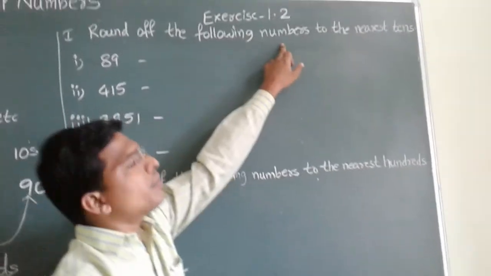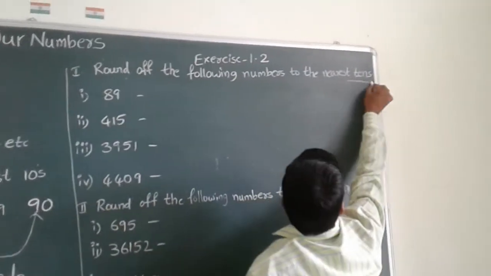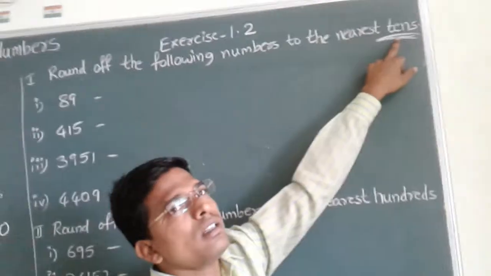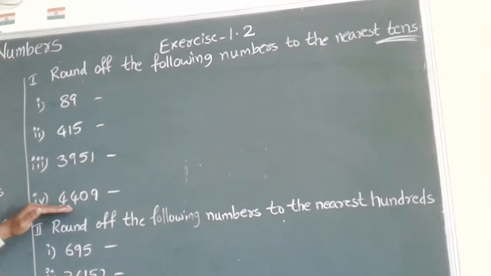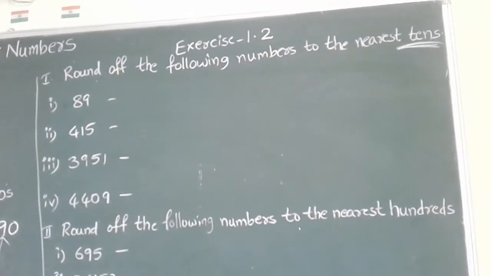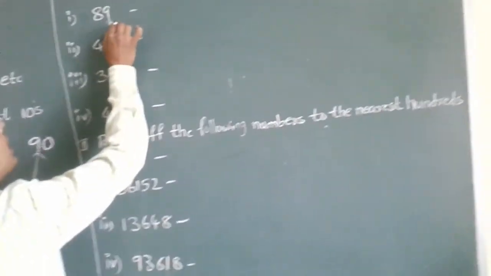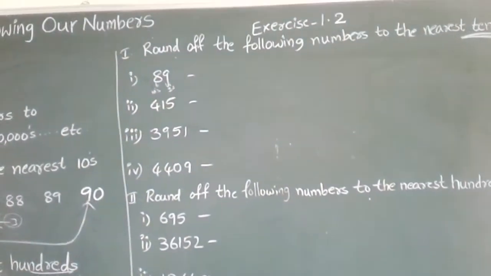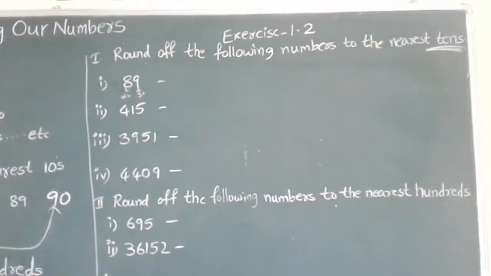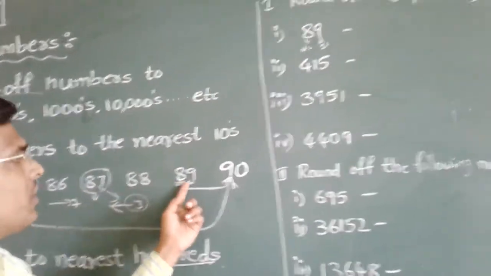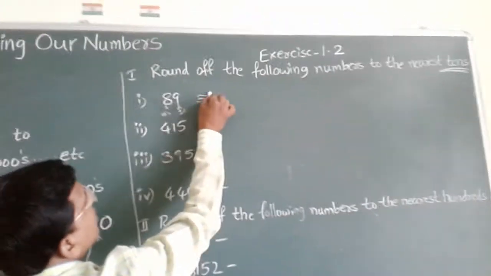Round off the following numbers to the nearest tens. So identify these words, nearest tens. You should take care of this. Why? Because in the following questions we have to round off the numbers to their nearest tens. See, this is the ones position and this is the tens position. 89 we have to round off. 89 is nearer to 90, not 80. So that's why we can round off 89 to 90.